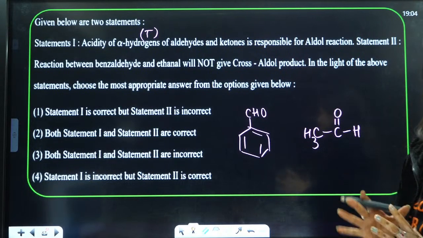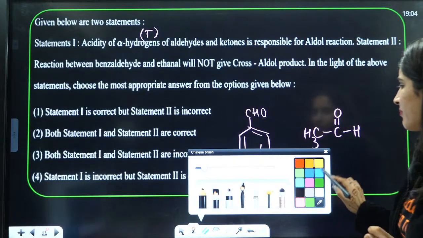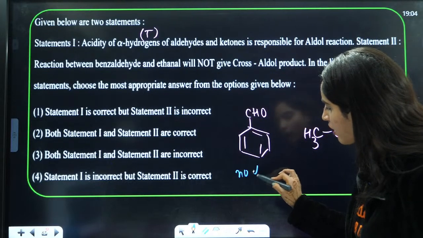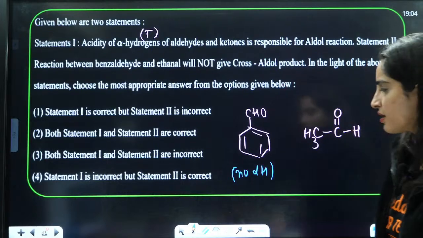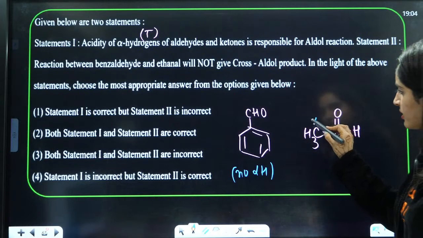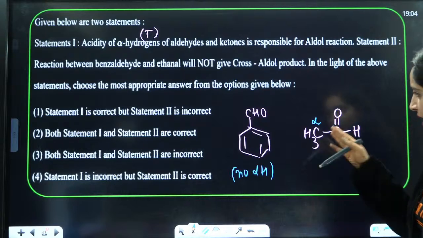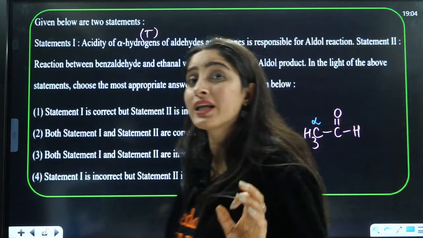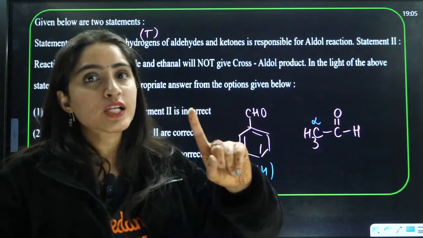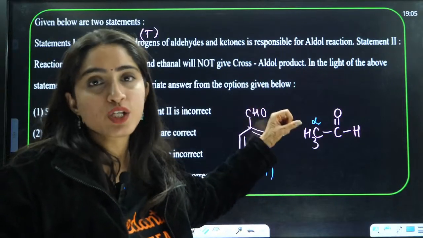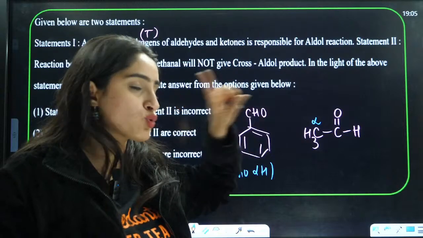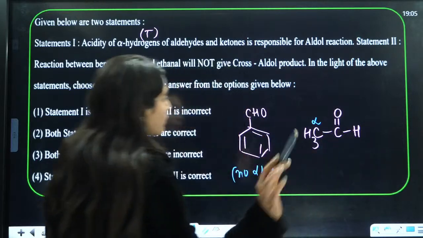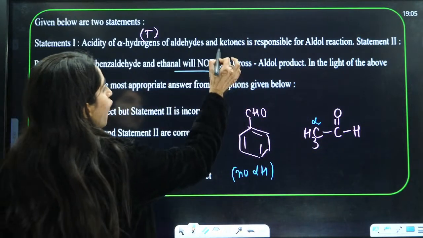Now here the students can get confused. They'll be like, ma'am, this will give Cannizzaro, because this does not have alpha hydrogen. But students, this too has alpha hydrogens. So that is why here it will not give you Cannizzaro product. It will give you aldol product. It has two reactants, that is why it will give us cross aldol product. So aldol product is formed, so that is why this is the false statement.